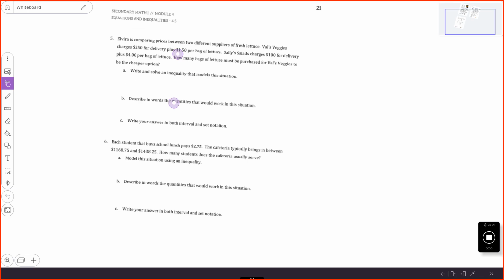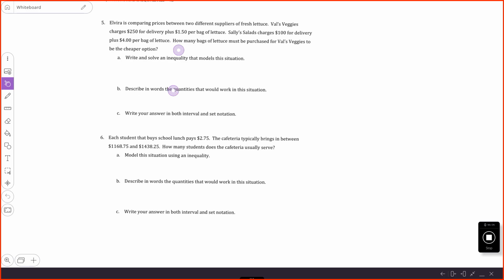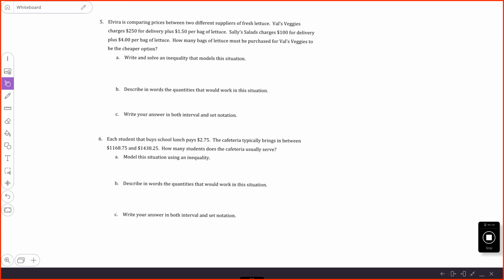5. Alvera is comparing prices between 2 different fresh lettuce suppliers. We have Val Veggies that charges $2.50 for delivery plus $1.50 per bag. Sally's Salads charges $1 for delivery plus $4 per bag. How many bags purchased for Val's to be cheaper? So I want Val's to be cheaper. So 1.5x plus 2.50 needs to be less than 4x plus 1.00.